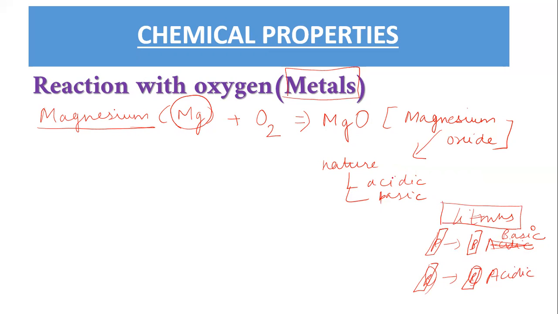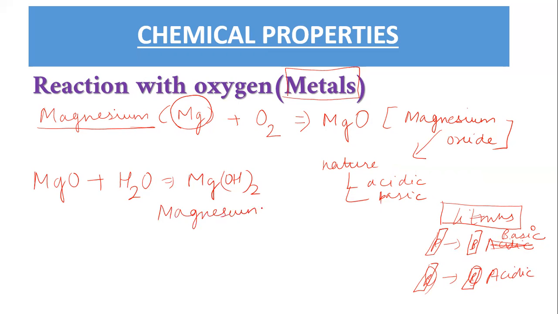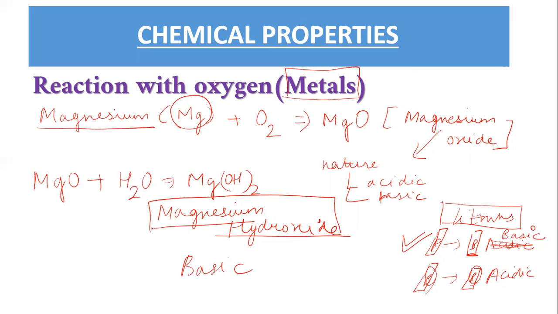First we have to make magnesium oxide into an aqueous solution. How do we do that? MgO has to react with water, H2O. What we find is that Mg(OH)2 is formed. Mg(OH)2 is magnesium hydroxide. When we test it with litmus paper, we see that red litmus paper turns to blue. So it is basic in nature.